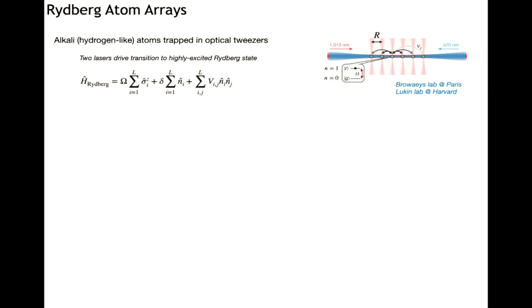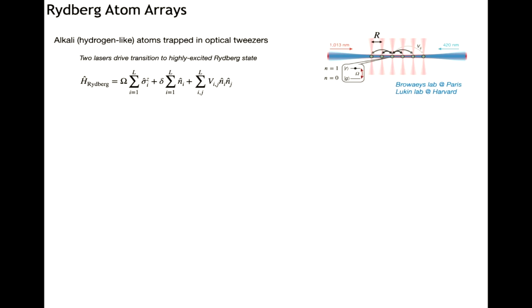Let me show you how it happens. Before that, the Hamiltonian that describes the dynamics of the system basically has these pieces. This is a piece that drives the transitions. Basically, the atoms are described as two-level systems, the ground state and the Rydberg state, and this piece describes the transitions between the states.